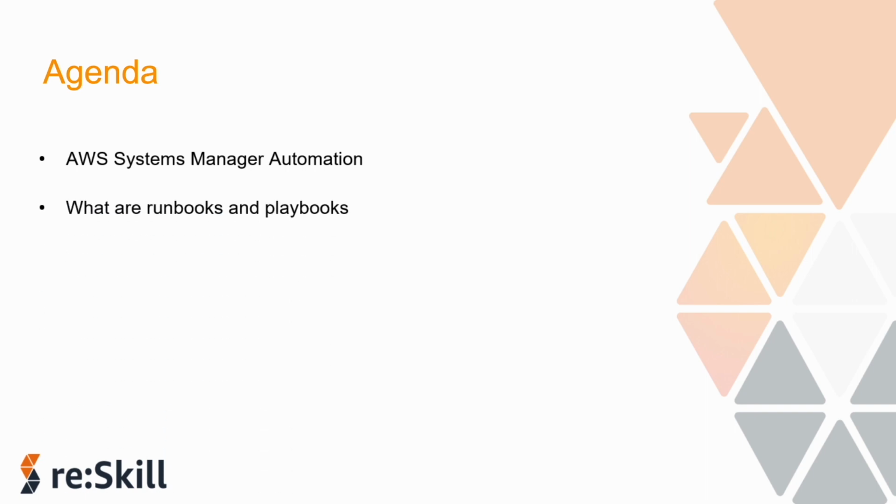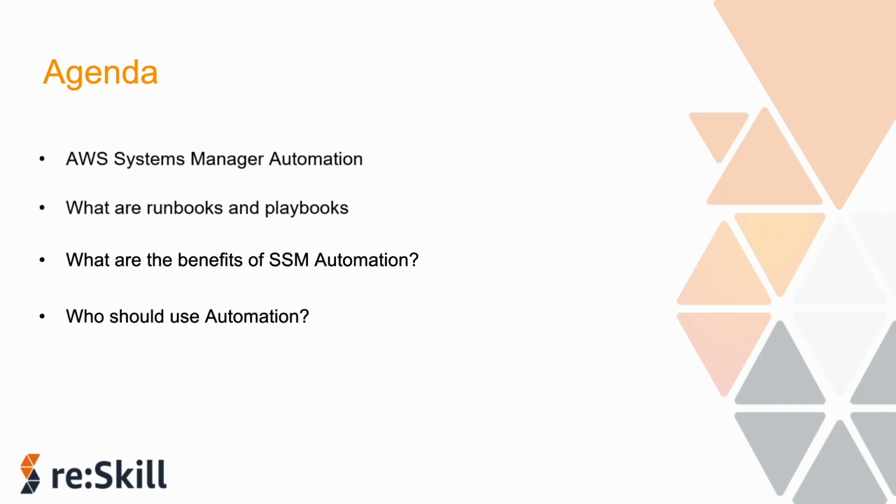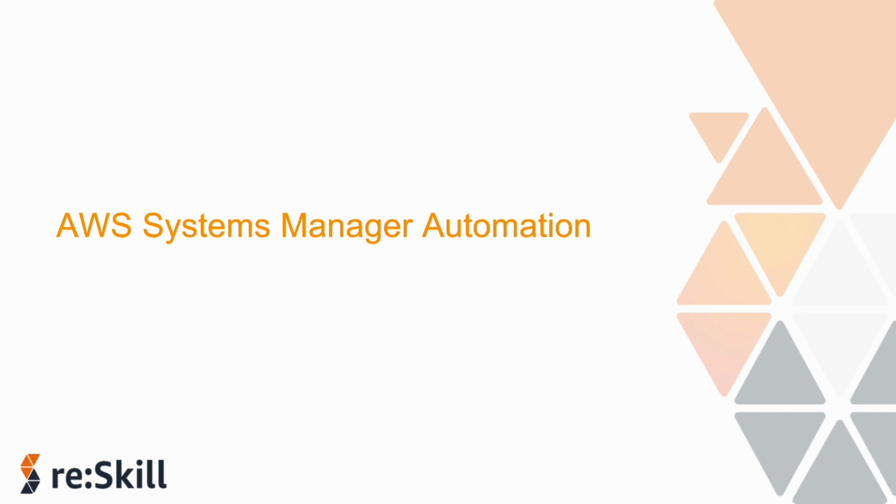Let's have a look at the agenda for this video. Firstly, we will see what is AWS System Manager Automation. Then we will try to understand what are runbooks and playbooks. Then we will see what are the benefits of SSM automation. We will see who should be the actual users of this automation. And finally, we will see everything in action. Let's start with our agenda by discussing about AWS System Manager Automation.